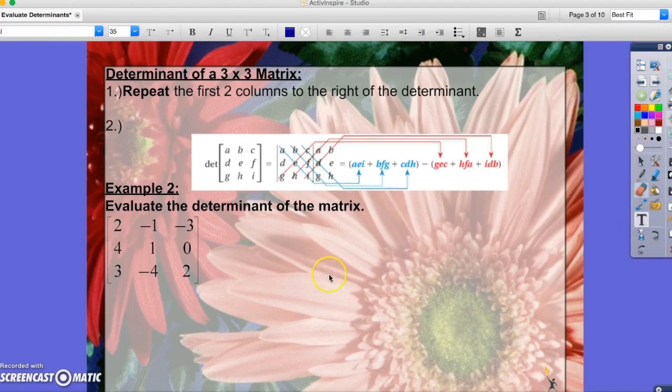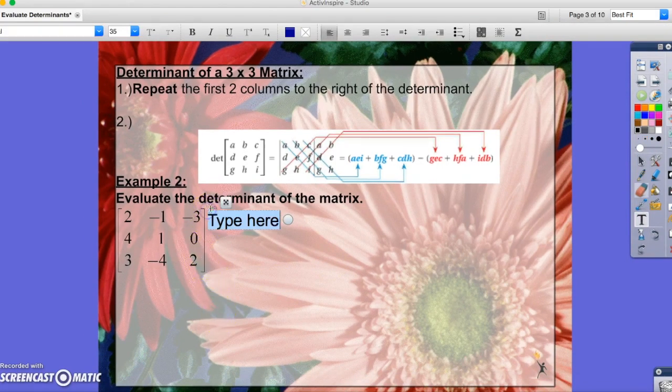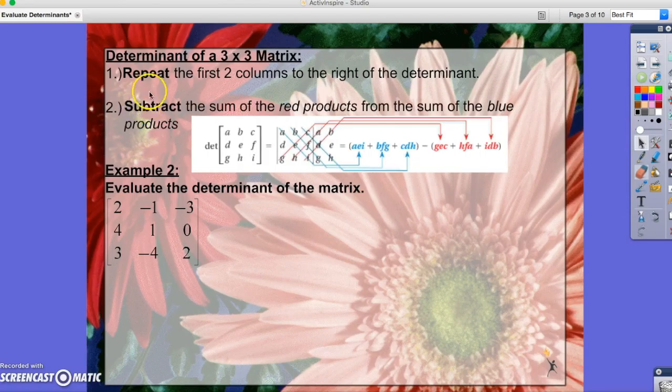So let's take a look at an example doing this. Oh, and actually, I'm sorry about that. Step 2 said subtract the sum of the red products and the sum of the blue products. Here's the red, here's the blue.